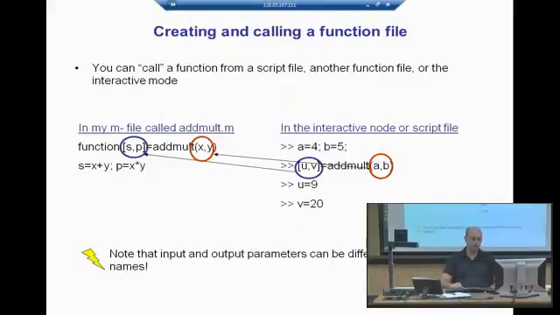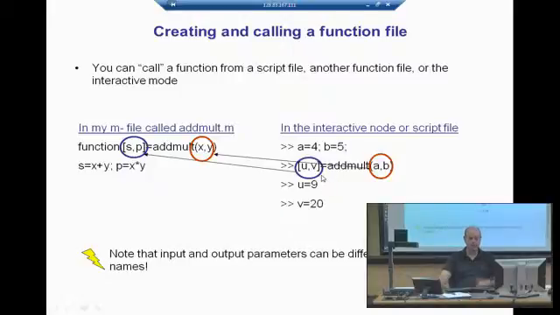All right? And I want U to be the addition of those two, and I want V to be the multiplication of the two. So I'm going to call addmult, and I'm going to send it my inputs, which are A and B. Those are 4 and 5, right? A is 4 and B is 5.